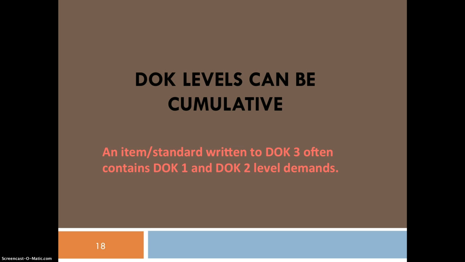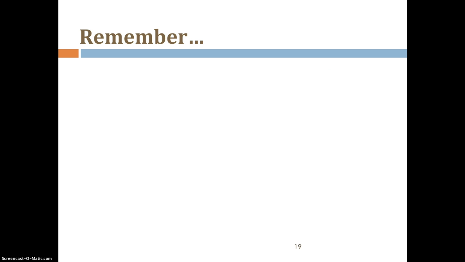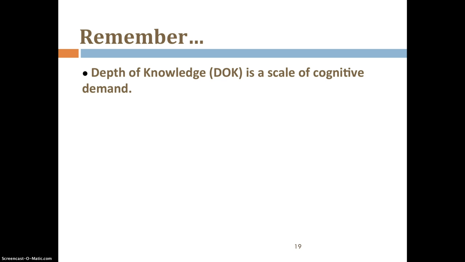The other thing to keep in mind is that the levels can be cumulative. An item or standard written to a DOK 3 often contains DOK 1 and 2 level demands within it. So students might need to do some things at a level 1 or a level 2 to ultimately be able to answer that level 3 question. So here are some important things to remember as we're moving forward.